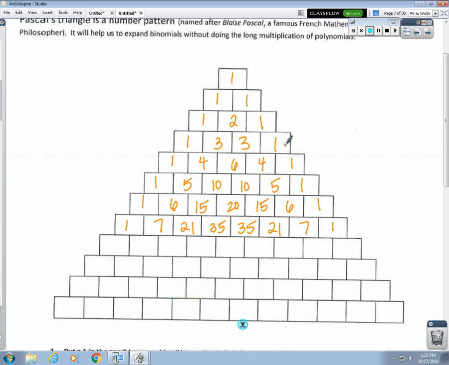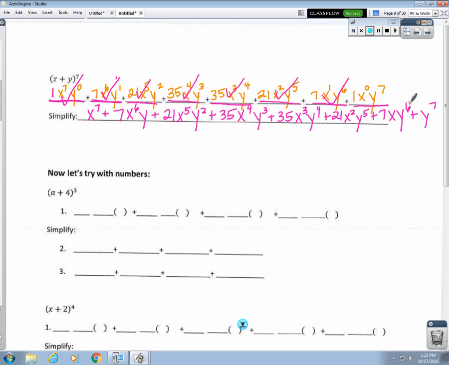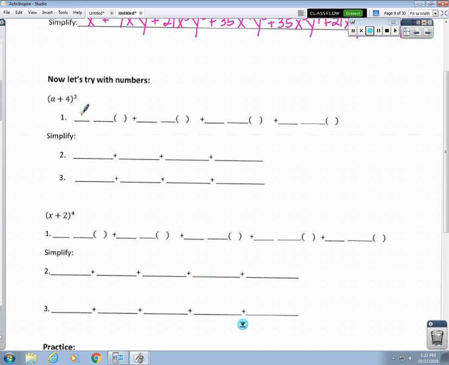Also think about it. If it's cubed, aren't you going to have 4 terms? So don't you need to go to the row with 4 boxes? So 1, 3, 3, 1. Now A was the first part of the binomial, so it comes down first. And then the second part of this binomial was a 4. Since it's a number, we're going to put it in parentheses. Anytime it's a number, put it in parentheses.